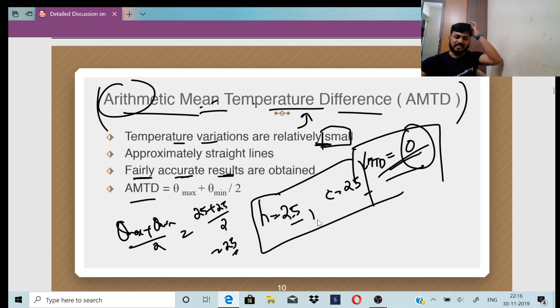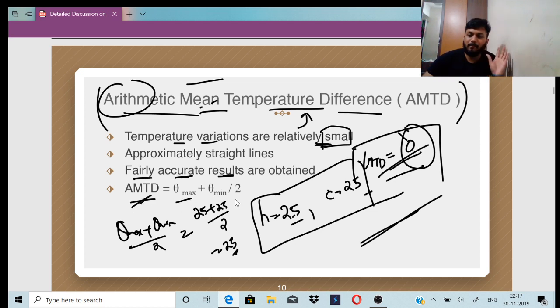Okay, so when such variations are obtained, we will get approximately straight lines. Matlab, we can assume that no heat exchange happens there, but even if the temperature variations are relatively small, there is a temperature difference, right? And because of which there will be heat exchange happening. So we use the arithmetic mean temperature difference in such cases, which is AMTD, theta max plus theta minimum by 2.